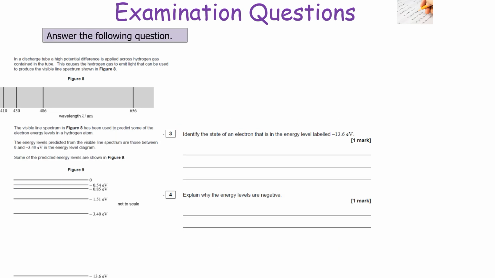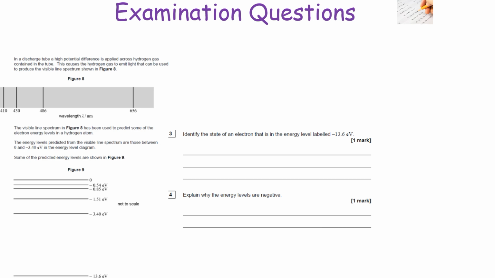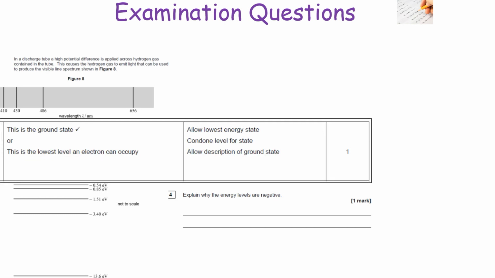The next question says, identify the state of an electron that is in the energy level labelled minus 13.6 eV and explain why energy levels are negative. So pause the video now, then unpause the video when you want to go through your answer. Well, it's very important that you note that the minus 13.6 eV is the value at the lowest point of this particular energy level. So we call those the energy levels closest to the atom. The lowest value is going to be the ground state, the lowest level an electron can occupy.